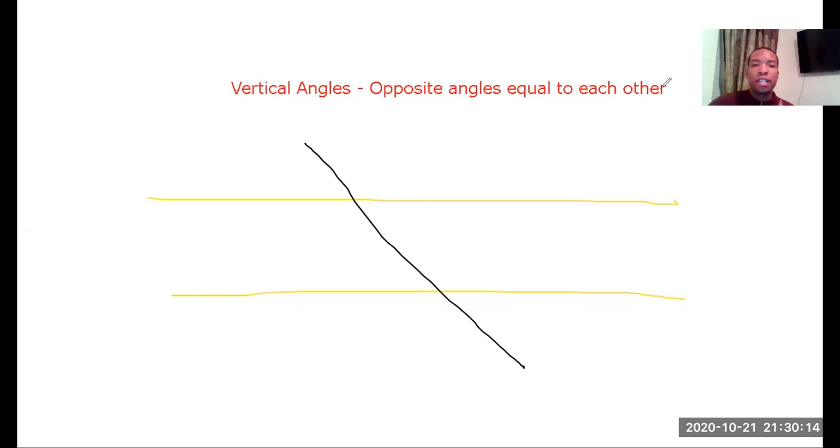Now our next one is vertical angles. We already talked about vertical angles, and those are the opposite angles, where opposite angles are equal to each other. In this case, let's pull up a different color. This angle right here is equal to this angle right here. They're vertical angles. Similarly, this angle is equal to this angle right here. And we could say this angle right here is equal to this angle, and this angle is equal to that angle, because they're vertical angles. Remember, vertical angles, once they're across from each other, they're equal to each other.